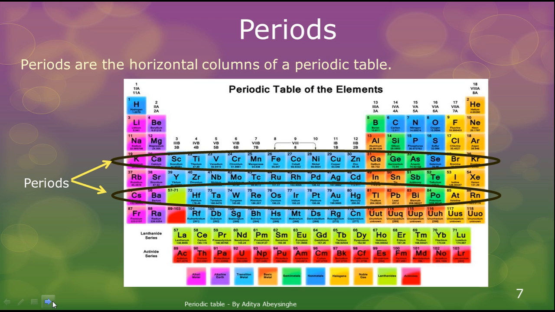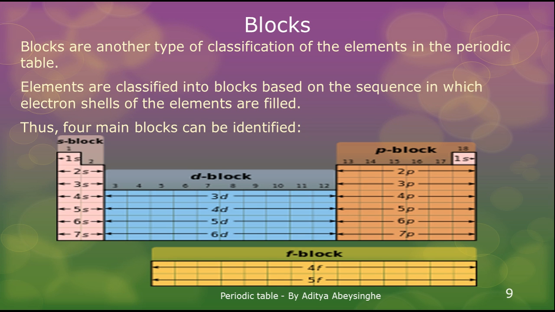So the last type of main characterization, or the characteristic that you can see here, are the blocks. Blocks are another type of classification. A block is based on the filling of electrons into electron shells. Now, if you take carbon, it has an electronic configuration of 1s2, 2s2 and 2p2. So carbon falls somewhere here.